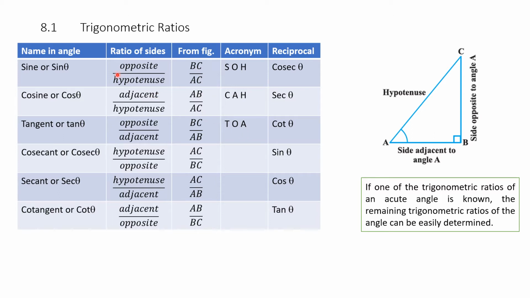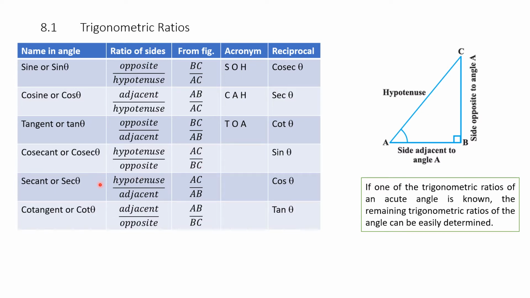Then there are three more ratios which are reciprocal of these three trigonometric ratios. The reciprocal of sin theta is called cosecant theta. That is equal to hypotenuse by opposite side. Here hypotenuse comes in the numerator and opposite side is in the denominator. Hence, cosecant theta is hypotenuse by opposite side. That is equal to AC by BC.